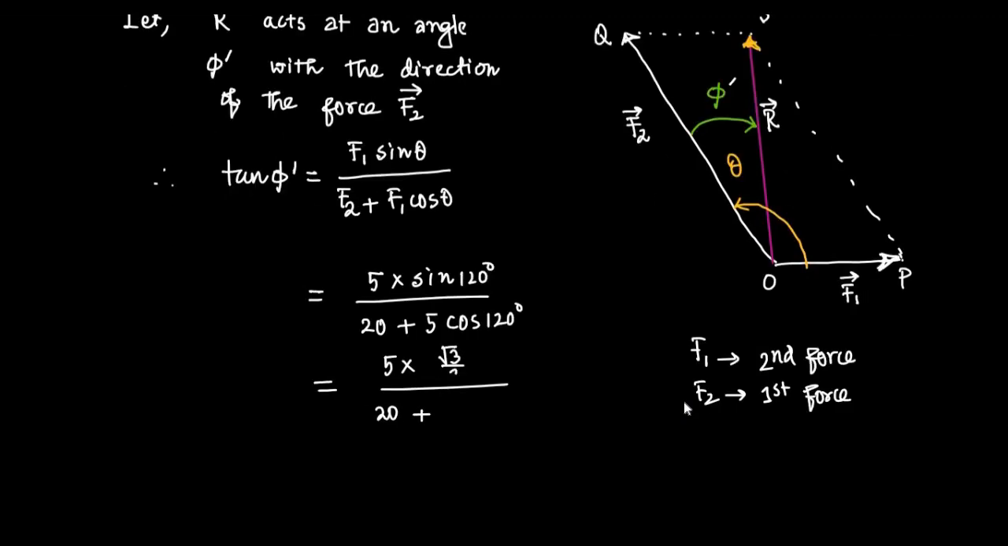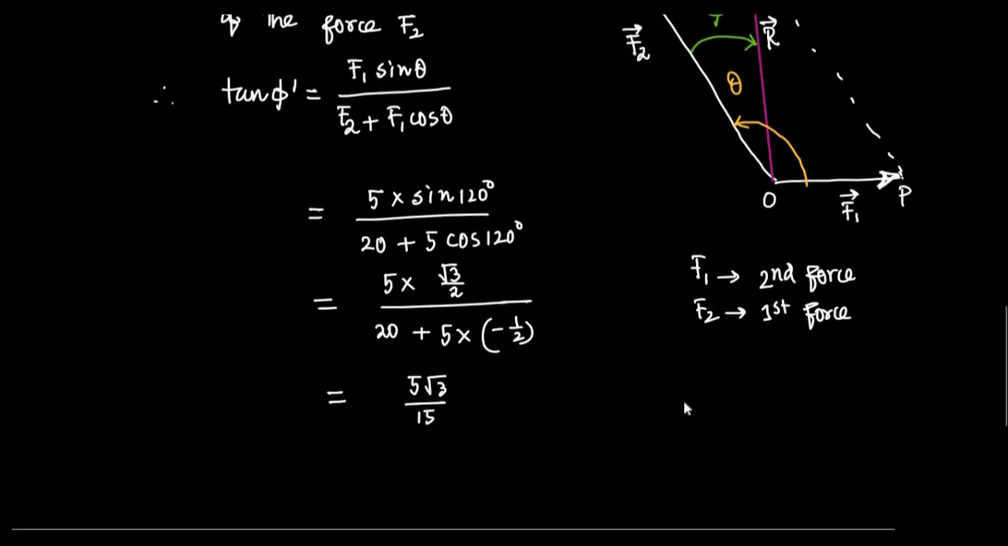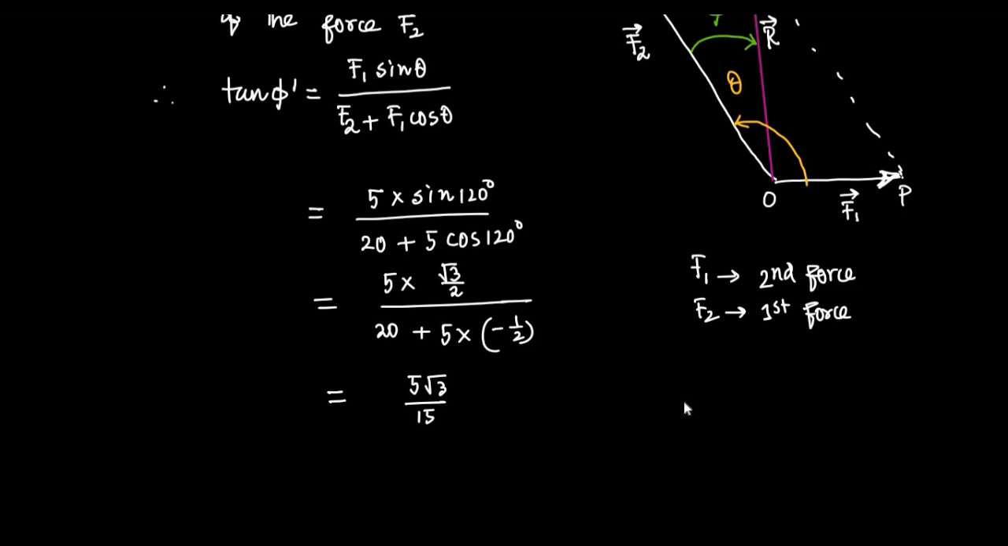So 5 into root 3 by 2 divided by 20 plus 5 under bracket minus half. Finally, we get 5 root 3 by 2 divided by 35 by 2, that is 5 root 3 divided by 35. Finally, we get tan phi dash as equal root 3 by 7.